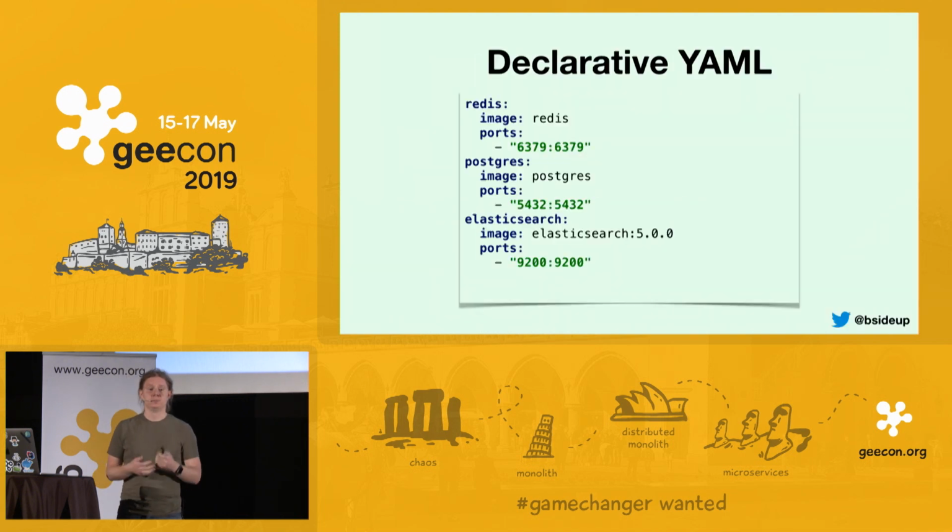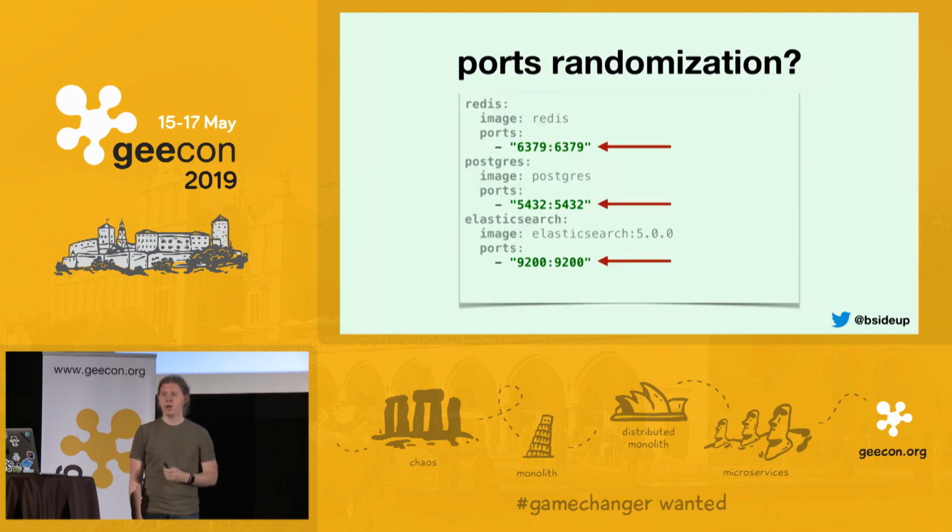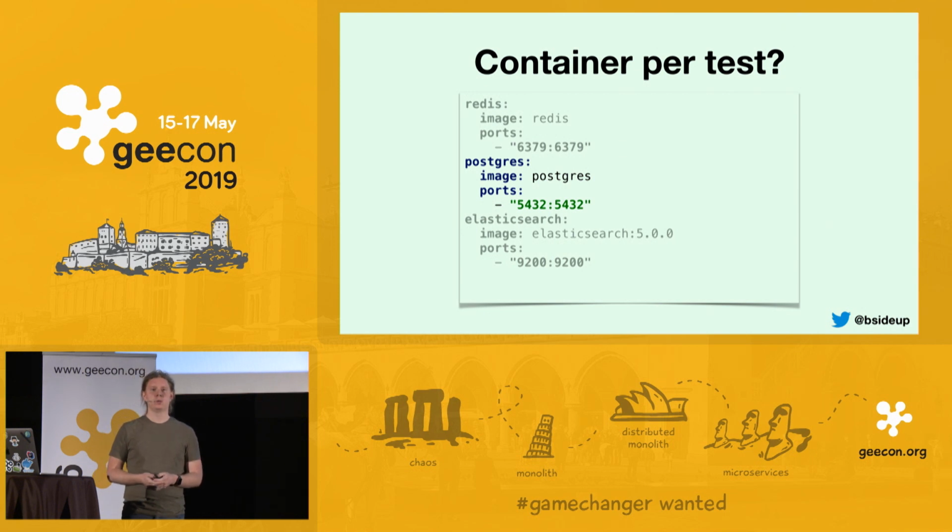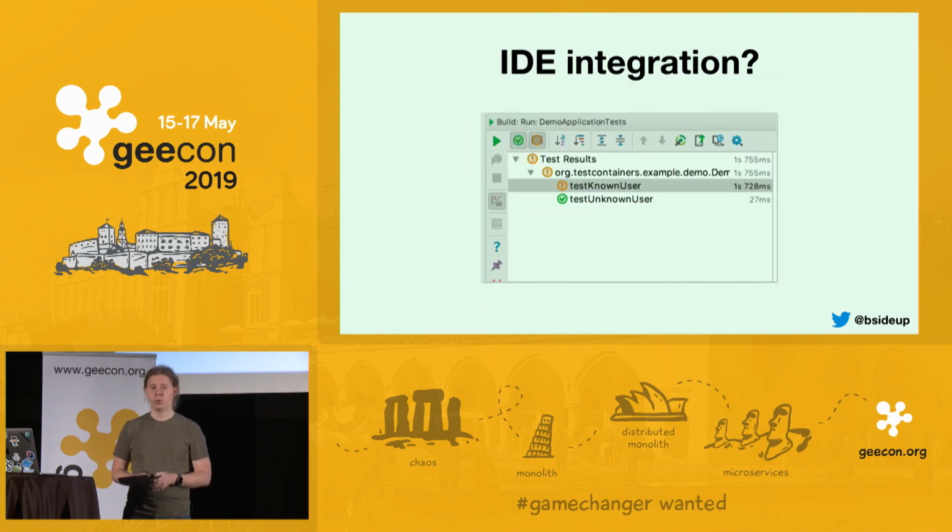Kind of cool. But it's declarative, as I said, and let's say we want to do port randomization. Yes, we can say ports 6379 for Redis, but then we will have to somehow find which port was assigned by Docker. Or what if we want to run one container per test, or we want to reuse Redis and Elasticsearch, but every test should have its own Postgres because we have migrations and we want to start from scratch. Or how about IDE integration? There are projects to integrate Compose with the IDE, but it's very limited due to previously mentioned problems.